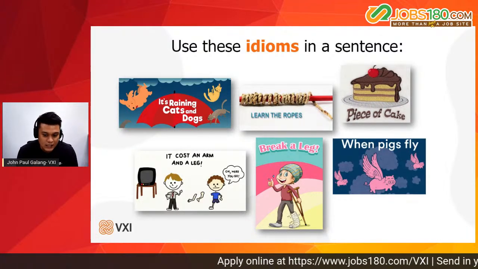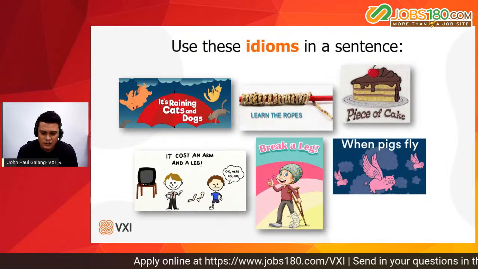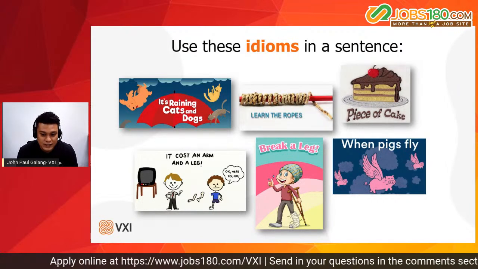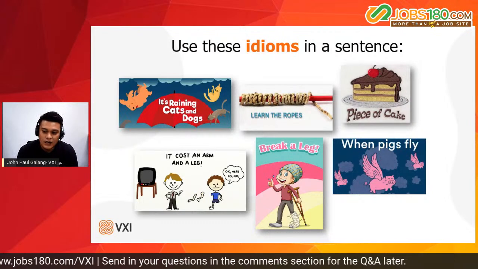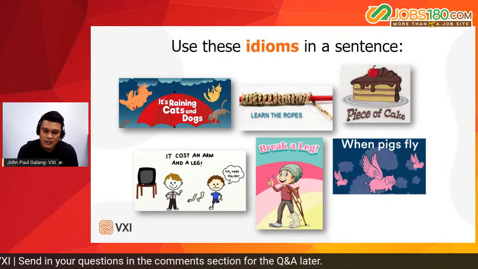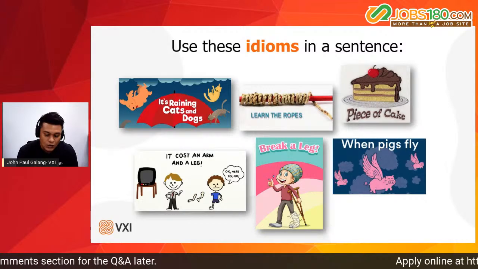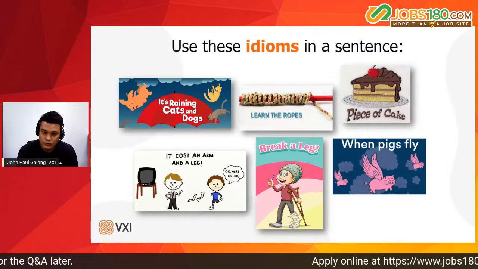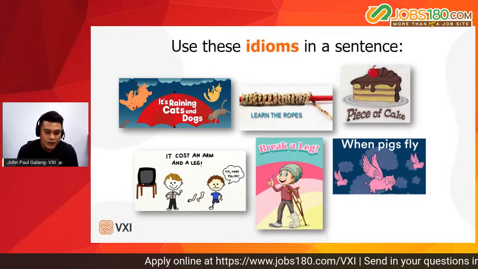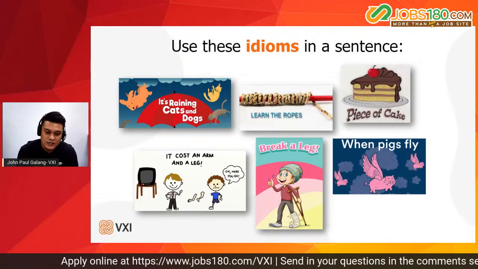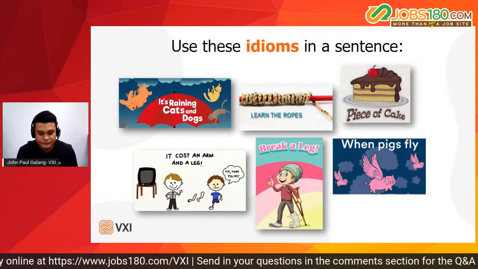A piece of cake, it's easy. It costs an arm and a leg, so it's really expensive. Break a leg, meaning to say, do your best. And when pigs fly, meaning it's a miracle that it would happen. Also, some common words that we normally use is don't beat around the bush, right? Meaning to say, don't over explain things and keep it simple and straightforward.